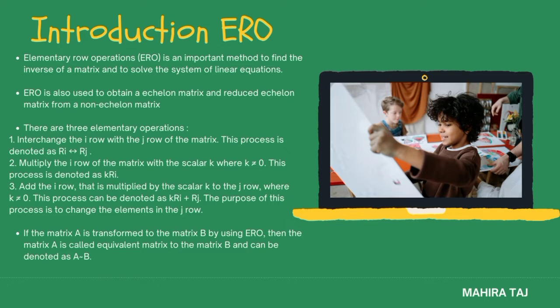If the matrix A is transformed to the matrix B by using ERO, then the matrix A is called equivalent to the matrix B and can be denoted as A is equivalent to B.